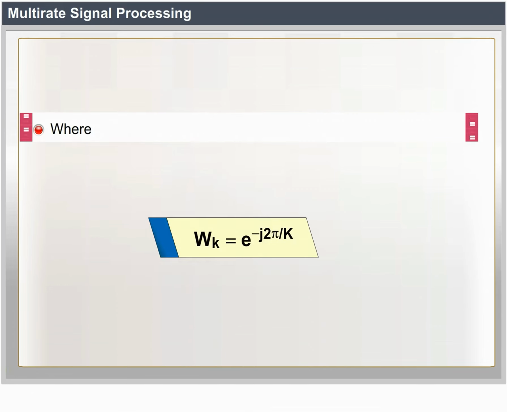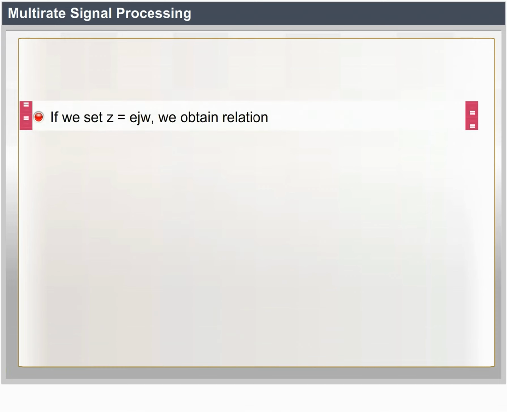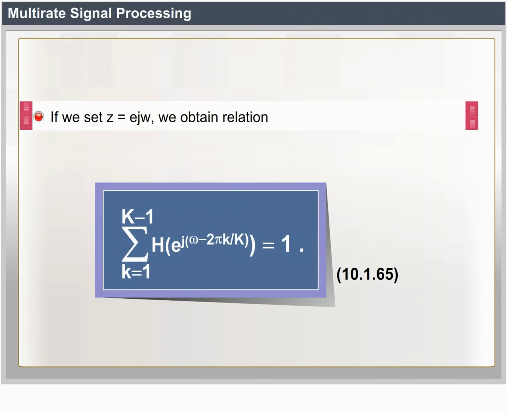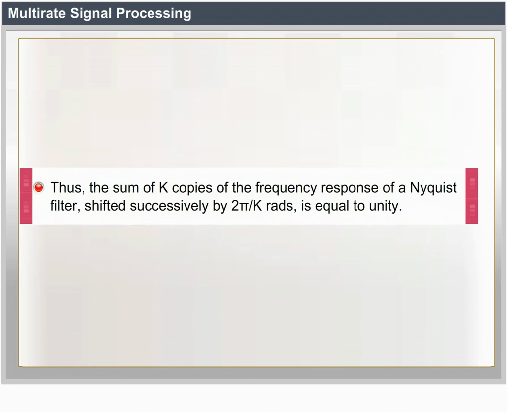If we set z equal to e^(jω), we obtain the relation summation k = 0 to k-1 of H(e^(j(ω - 2πk/k))) = 1, called equation 10.1.65. Thus, the sum of k copies of the frequency response of a Nyquist filter shifted successively by 2π/k radians is equal to unity.